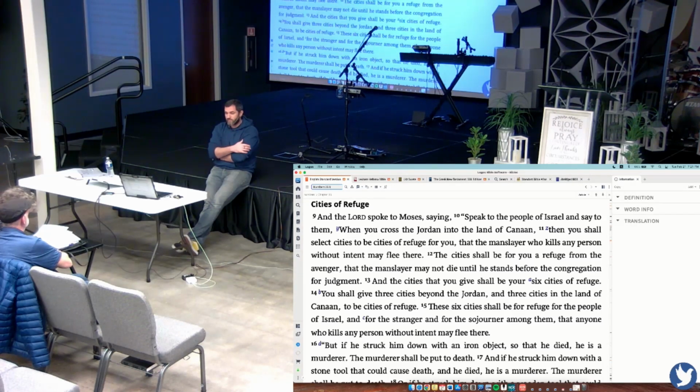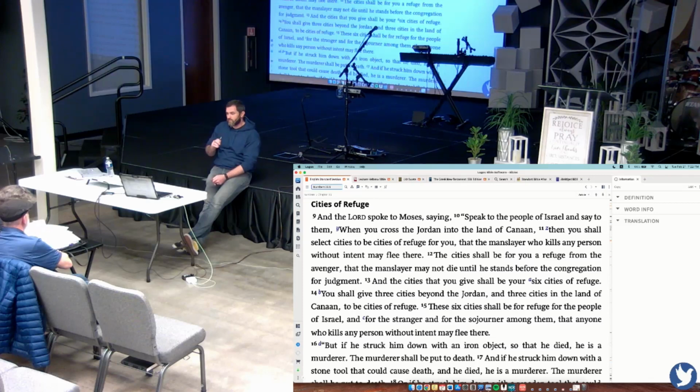Then the manslayer may not die until he stands before the congregation for judgment. So if someone kills a person, didn't intend to kill them, in other words, it was an accident. They accidentally killed someone. Maybe their axe head flew off the handle, right? That's a story later on in the Old Testament. What they can do is go to a city of refuge and get a trial. They get to stand before the congregation for judgment.